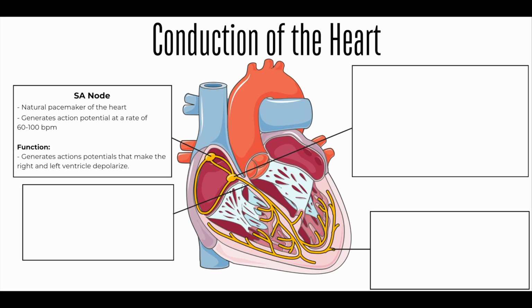The main function of the SA node is to cause the right and left atria to contract. Once it contracts, the blood is going to be pushed through the tricuspid valve from the right atrium and through the bicuspid or mitral valve from the left atrium.